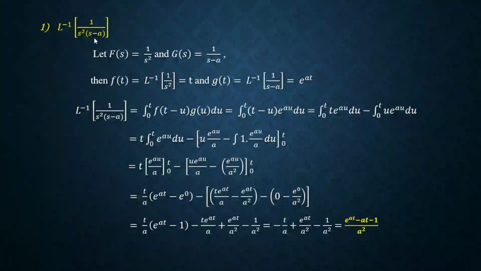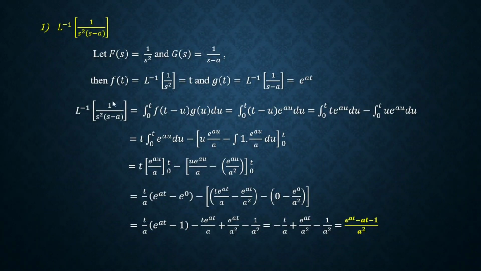Now, let's see how we can find out the inverse Laplace transforms of functions using convolution property. Here the function given is 1 by s square into s minus a. Now we can split this function into two transforms, f of s and g of s, and write it as f of s is equal to 1 by s square and g of s is equal to 1 by s minus a. Therefore, f of t will be equal to Laplace inverse of f of s, that is Laplace inverse of 1 by s square, which is equal to t, and g of t will be equal to Laplace inverse of g of s. Therefore, Laplace inverse of 1 by s minus a, which will be equal to e raised to at.